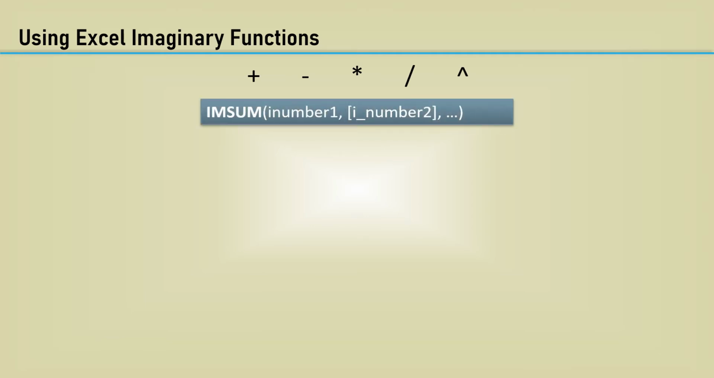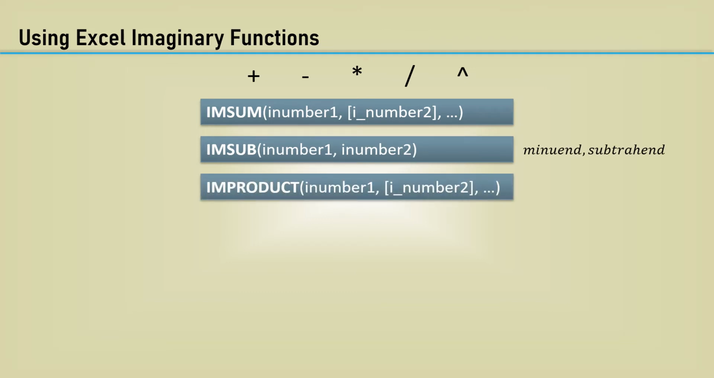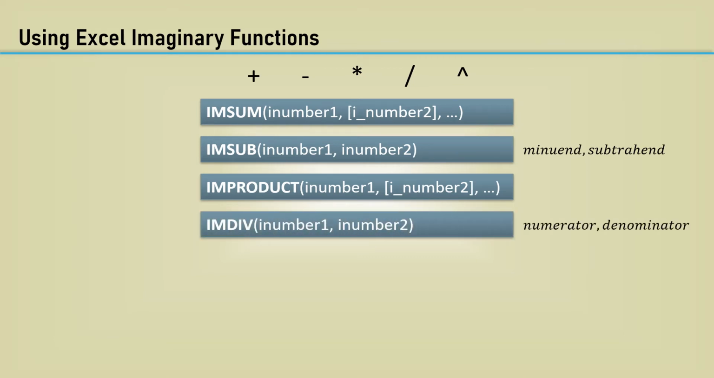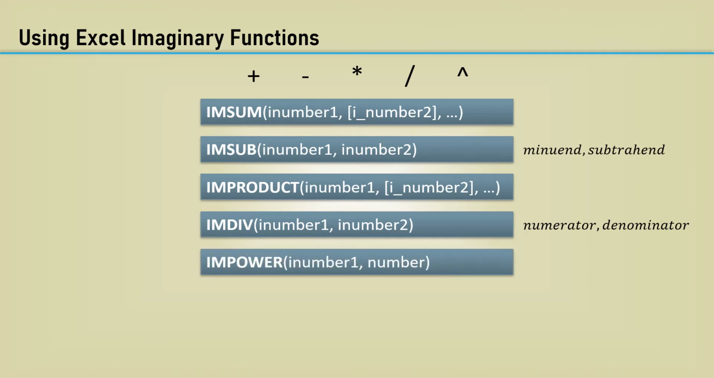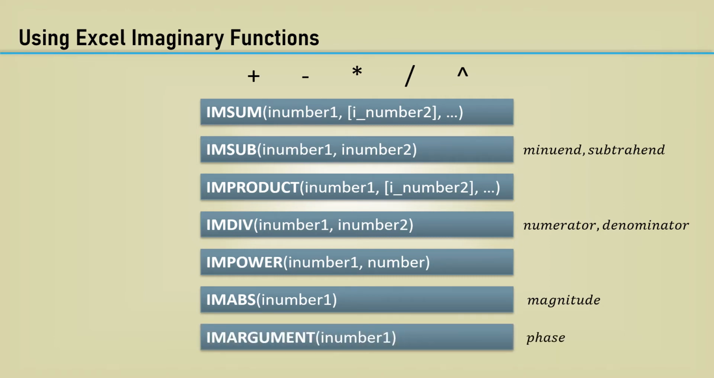IMSUM sums the complex arguments, as many as you like. IMSUB subtracts the second complex argument from the first. IMPRODUCT multiplies the complex arguments. IMDIV does division of complex numbers, with the first argument as the numerator and the second as the denominator. IMPOWER raises the first complex argument to the power of the second argument. IMABS returns the absolute value or magnitude of a complex number. IMARGUMENT returns the phase of a complex number.